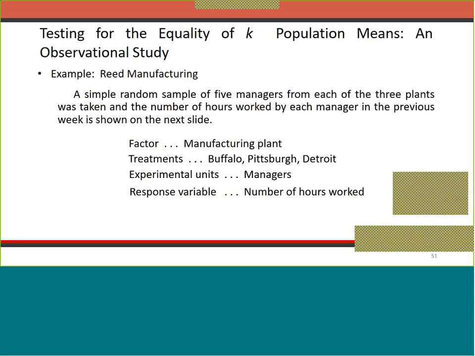So here the factor is the manufacturing plant. 3 different plants are there, that's why the 3 treatments are Buffalo, Pittsburgh and Detroit. The experimental units, meaning the sample items, are managers. And for each manager, the response variable is the number of hours worked.